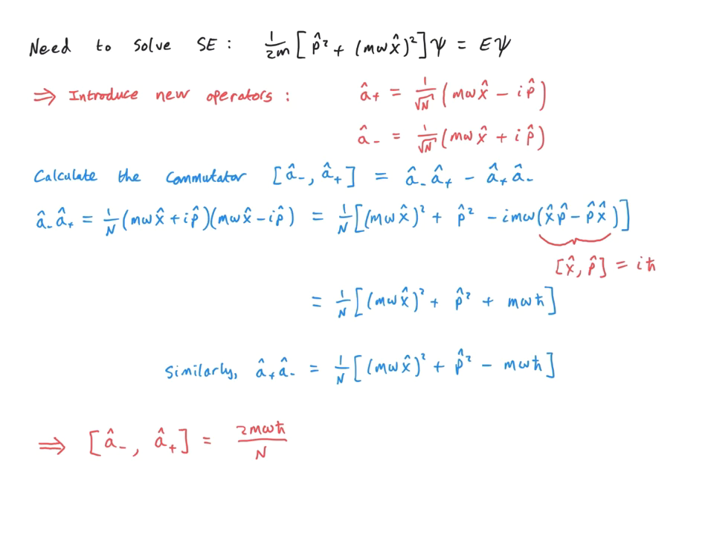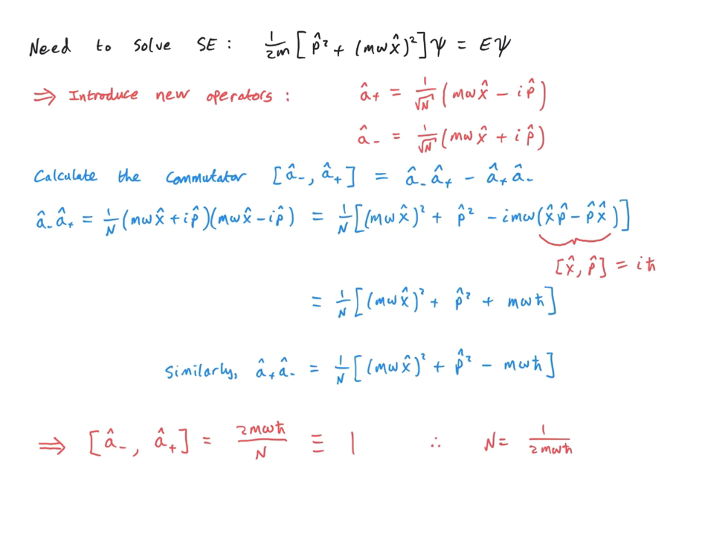This is nice because all of the operators in here involving x and p have cancelled out, just leaving us with this pure constant. Furthermore, we can actually set this constant to 1 by a proper choice of our normalization constant n. Obviously n is therefore simply 1 over 2mωħ. And this is the definition of the normalization constant n appearing in our original expressions for the operators a plus and a minus that we'll use in the following.